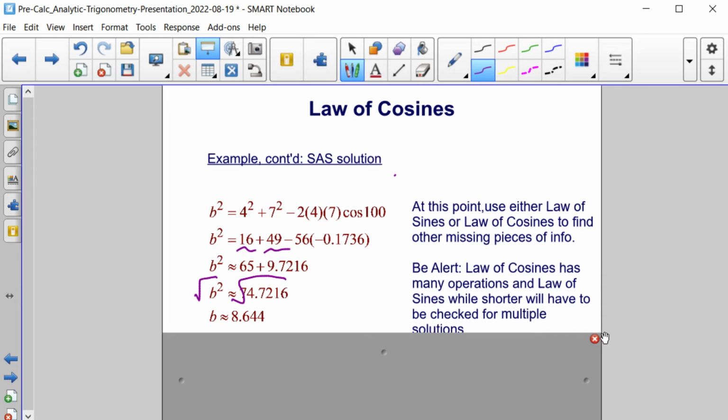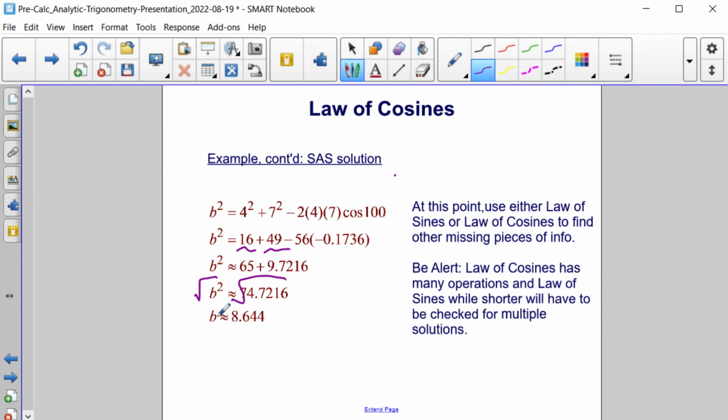And then at this point, once we have found this b value, we can either use law of sines or law of cosines to find the other missing pieces of information in our triangle. But make sure that law of cosines has many operations as we've seen, and the law of sines, while shorter, will have to be checked for multiple solutions. Because remember, sometimes the sine could be positive in quadrants 1 and 2. So we have to take the sides into consideration when determining the appropriate value for our angles.